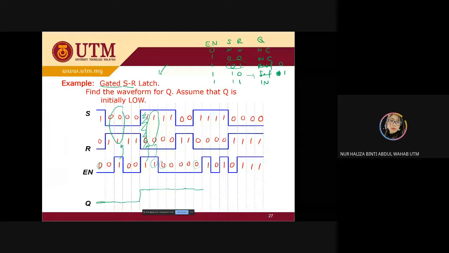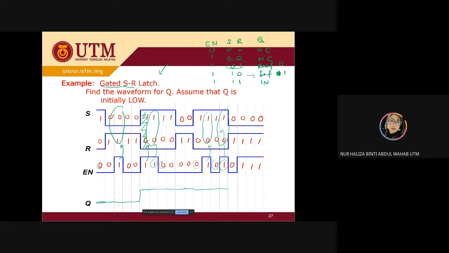Then I meet my 1. With this 1, I need to refer to my input. I have 1, 0, which is set. For the next input, EN is 0, no change. And then I meet 1, I can see my input is 1, 0, it's maintained as set.